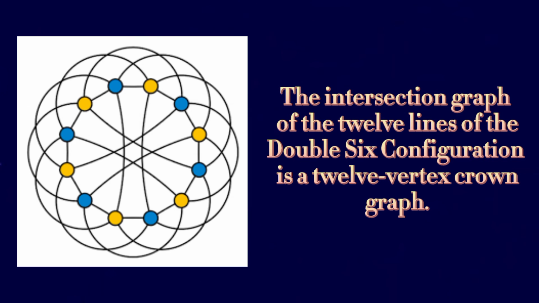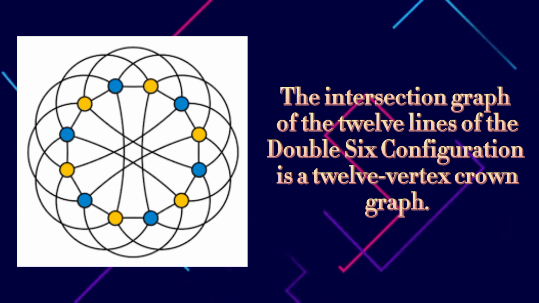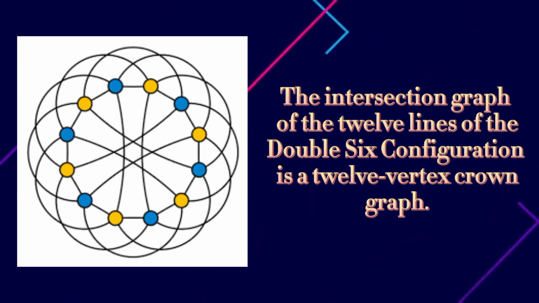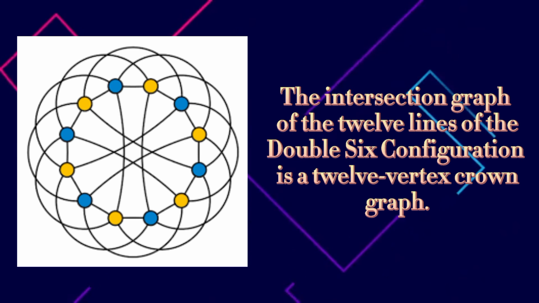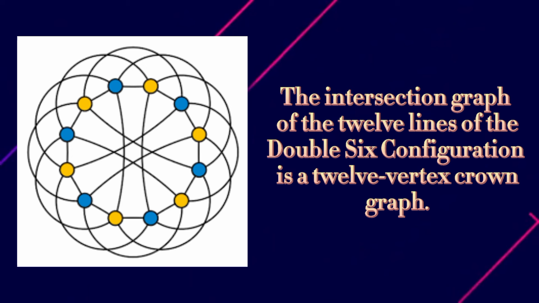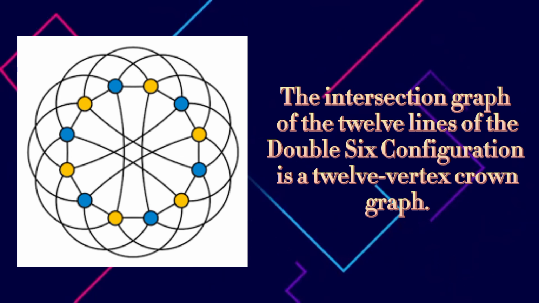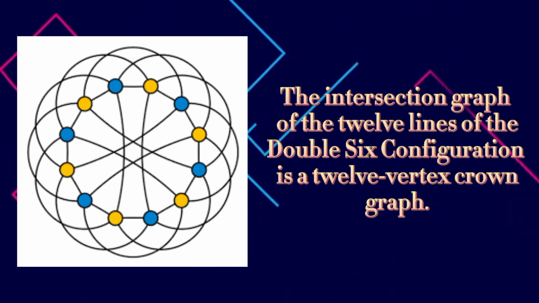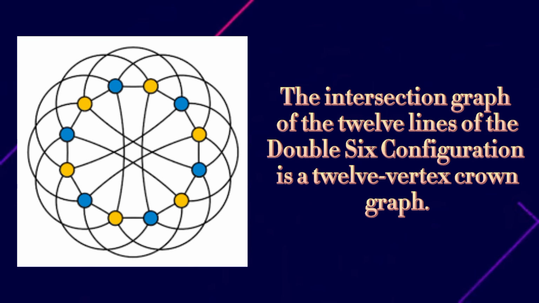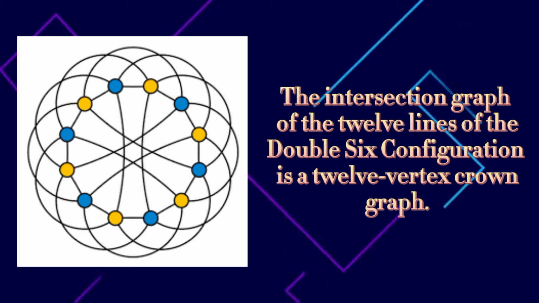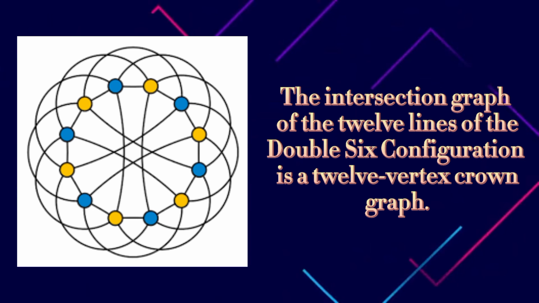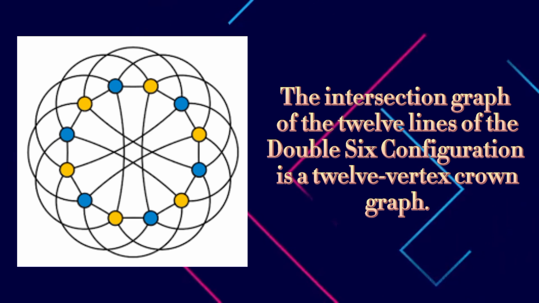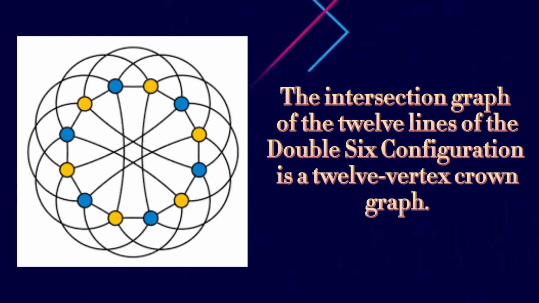The intersection graph of the 12 lines of the double six configuration is a 12-vertex crown graph, a bipartite graph in which each vertex is adjacent to 5 out of the 6 vertices of the opposite color. The Levi graph of the double six may be obtained by replacing each edge of the crown graph by a 2-edged path. The intersection graph of the entire set of 27 lines on a cubic surface is the complement of the Schläfli graph.